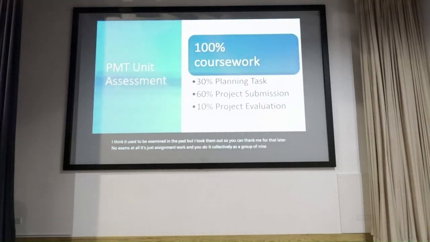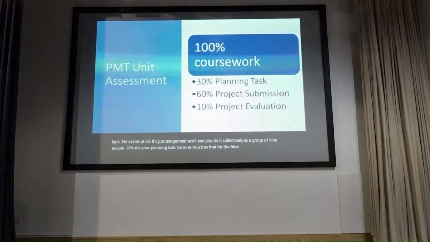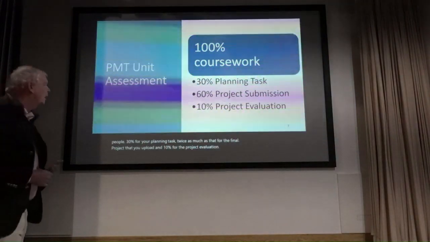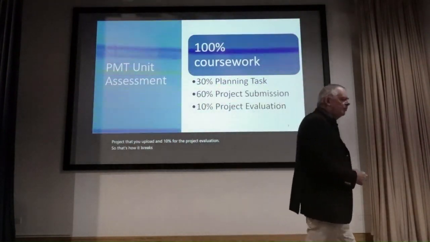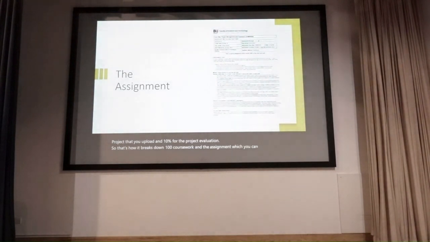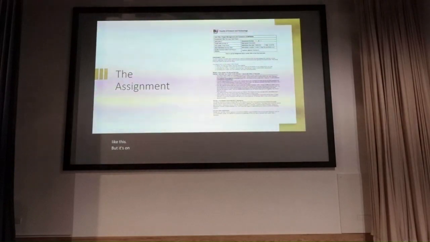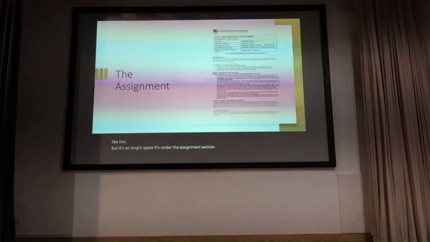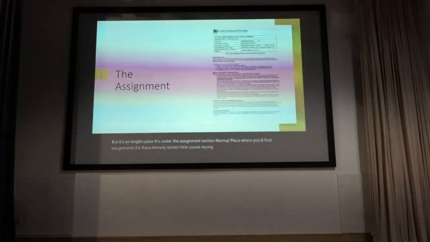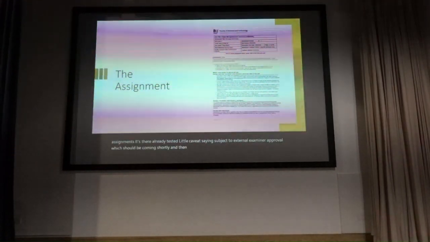30% for your planning task, twice as much as that for the final project that you upload, and 10% for the project evaluation. So that's how it breaks down. 100% coursework, and the assignment will look like this. It's on Brightspace, under the assignment section, the normal place where you find assignments. It's there already, just with a little caveat saying subject to external examiner approval, which should be coming shortly, and then you're going to go ahead and do that.